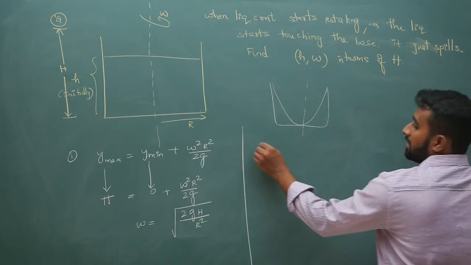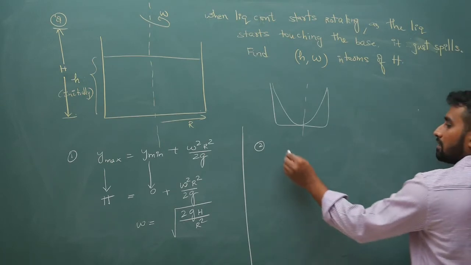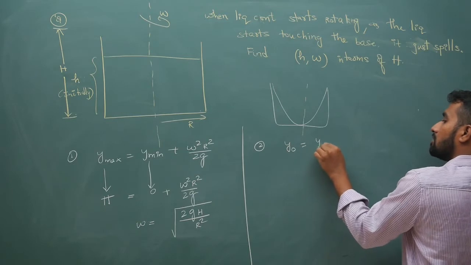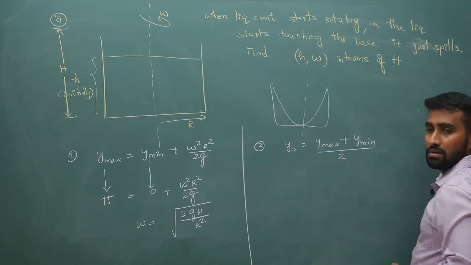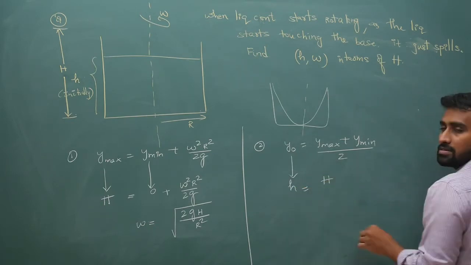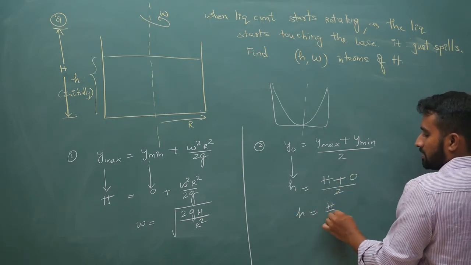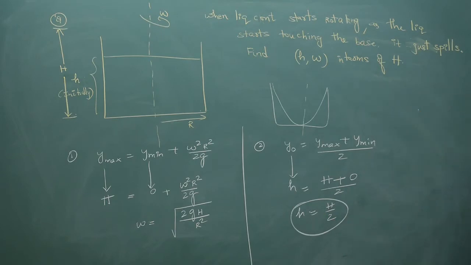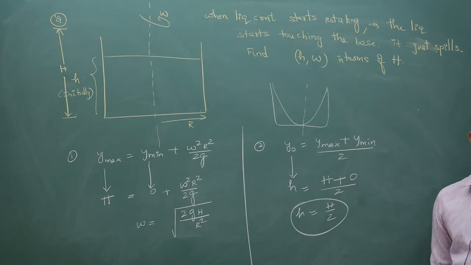Next, the second thing asked is to find h in terms of capital H. We know that y naught is equal to y max plus y min by 2. In this case, y naught is small h, y max is capital H, y min is 0, divided by 2, so your small h is capital H by 2. That is why you must remember the previous summary or conclusion that I have given. If you remember that, it will be easy.